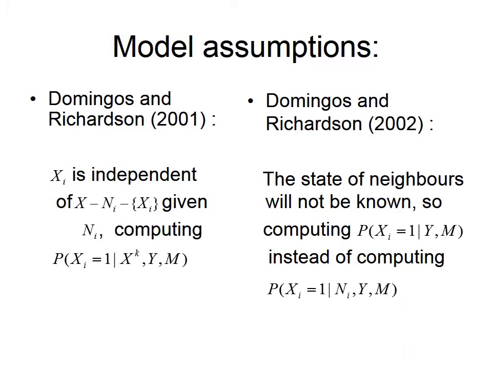Now, let's move on to the model. First, let me introduce some notations. Here, xi represents the customer i. It's a Boolean variable, could be 0 or 1, represents whether customer i will buy the product. And here Ni denotes all the neighbors of customer i.